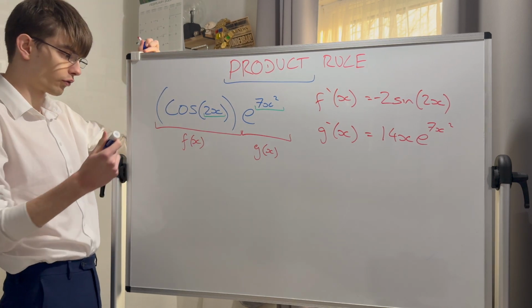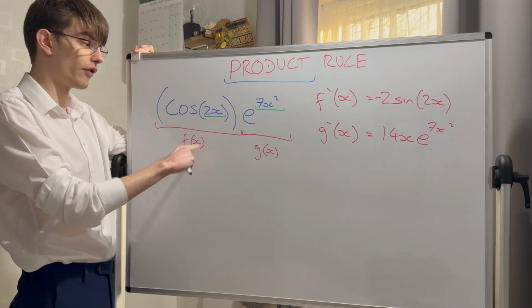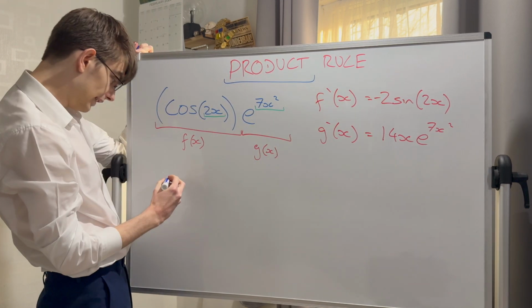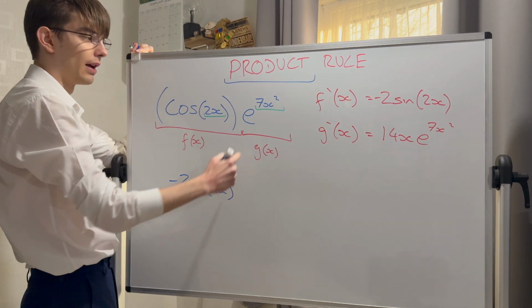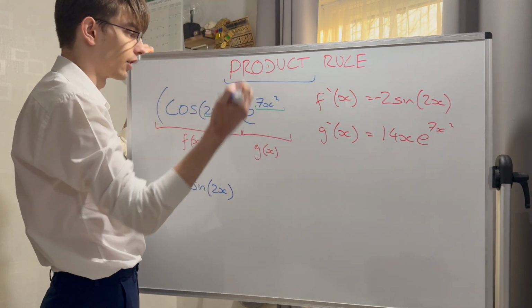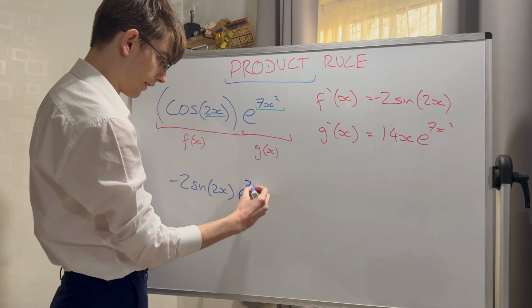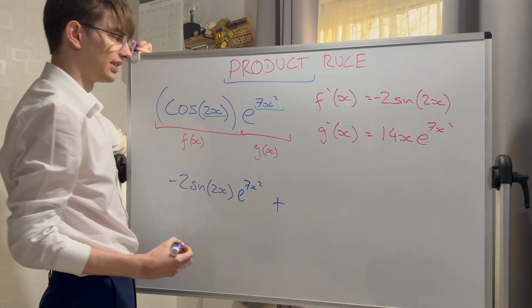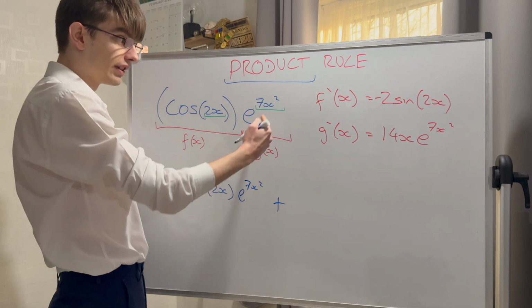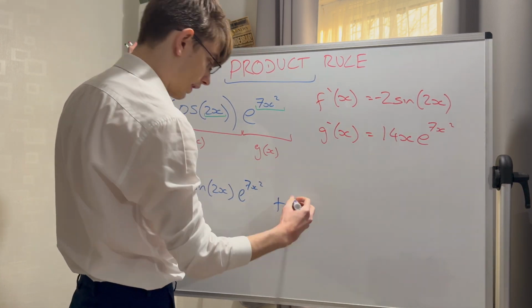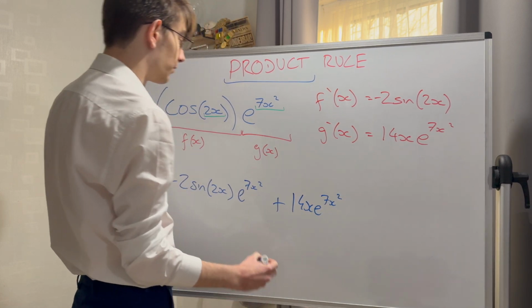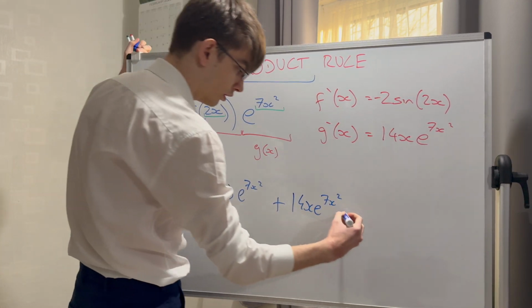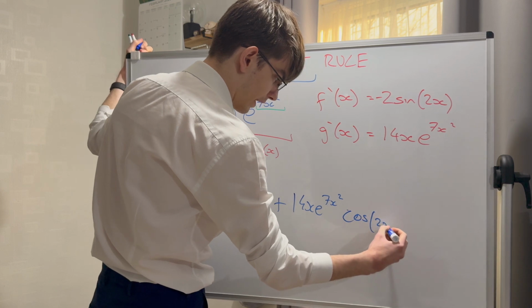So I know that my product rule is I take the derivative of the first one, which is this, and I multiply it by my original second one, which is e to the 7x squared. And then I add the derivative of the second one, which I've got here, multiplied by just the original one, cos of 2x.